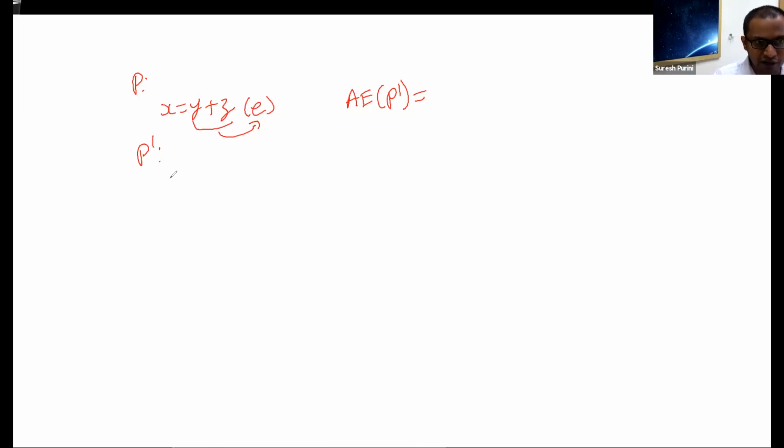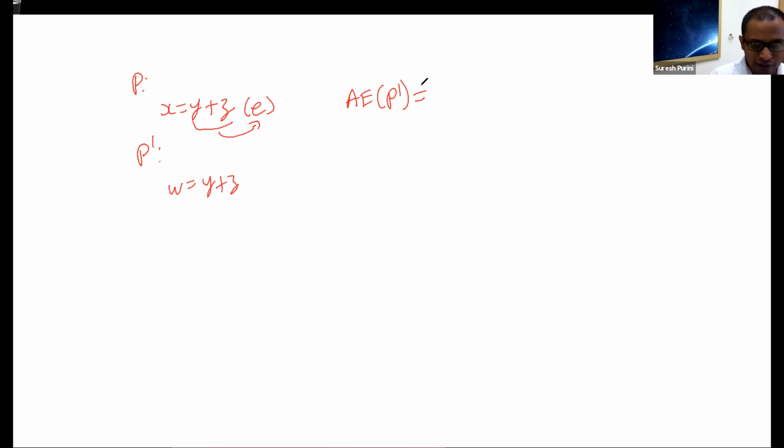So what it means is, for example, if you have something like W is equal to Y plus Z, since the expression Y plus Z is available at the program point P prime, we can remove this computation Y plus Z here and use X. We can replace the statement with W is equal to X, for example.